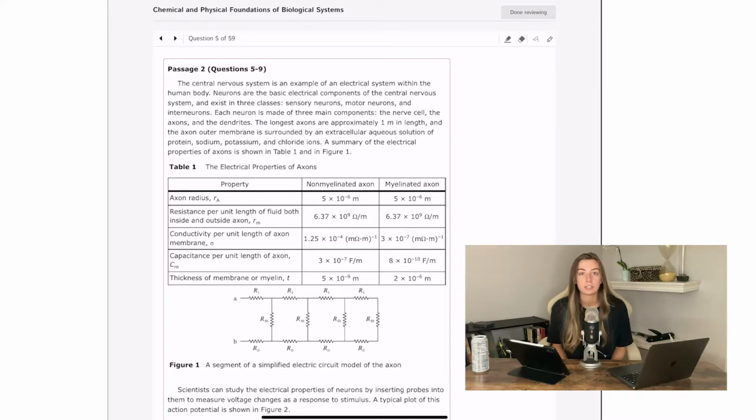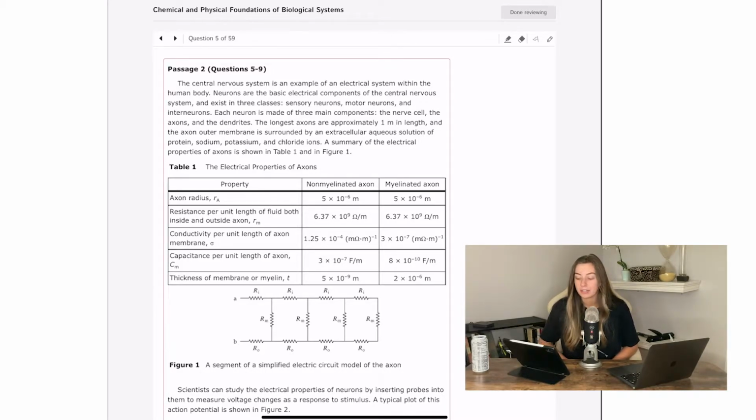If they ask me a question on Table 1, they're likely going to prompt me to go back to Table 1, or I'm going to have that mental note to say, okay, I need to know something about the capacitance of non-myelinated versus myelinated axons, so I'm going to go back to Table 1. But in that case, I'm looking at titles, I'm looking at basic sciences and things like those properties on the left-hand side, maybe some units, but there's not a lot to look at in this table.